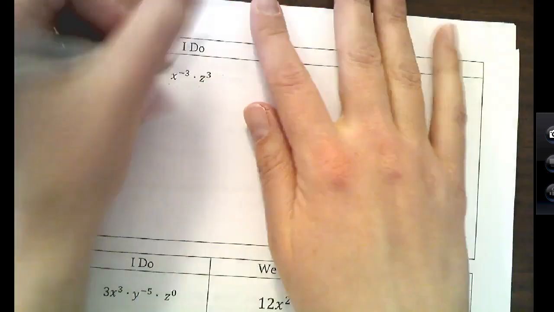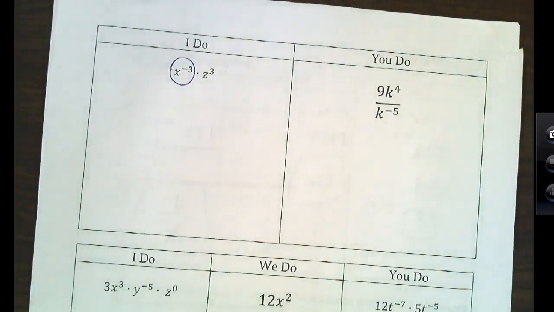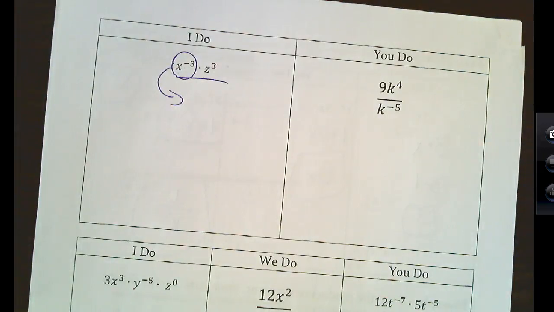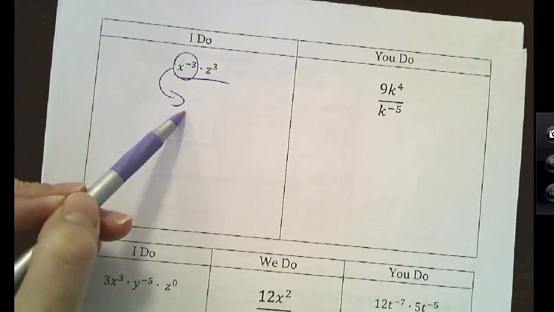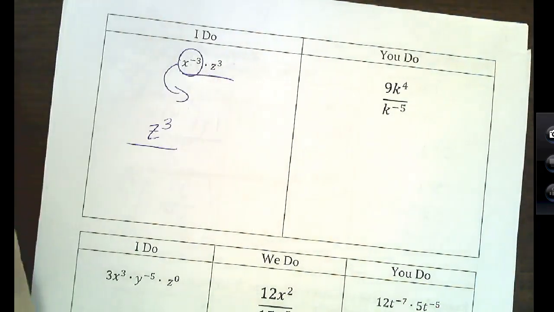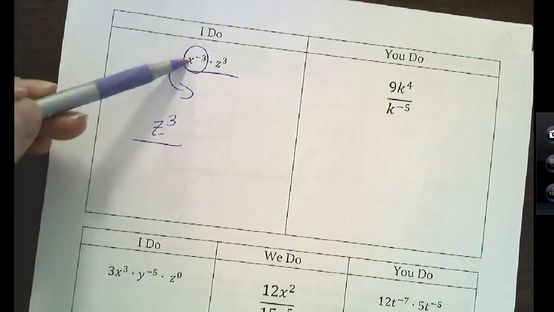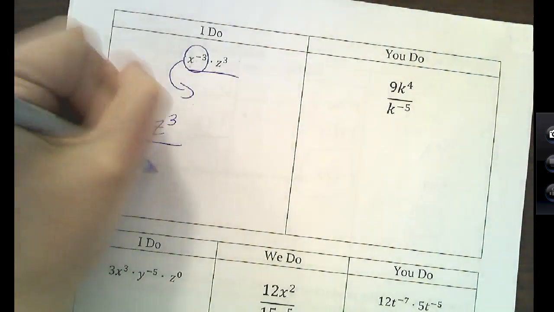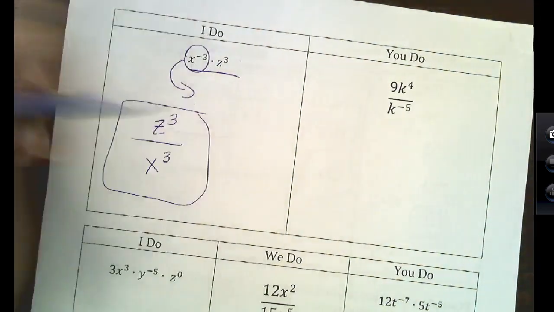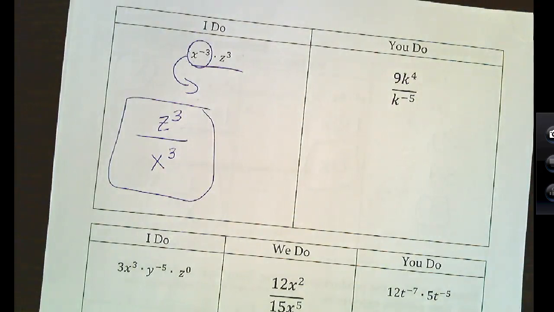Power is actually, go ahead and circle it. I like to circle it so I know, hey, that's the one with my negative exponent. And anything with a negative exponent has to get moved down to your denominator. So I'm drawing that fraction bar, moving that to my denominator, so that z to the 3rd power stays in my numerator. And when I move the x to the negative 3rd power down, what happens to the power? It becomes positive.